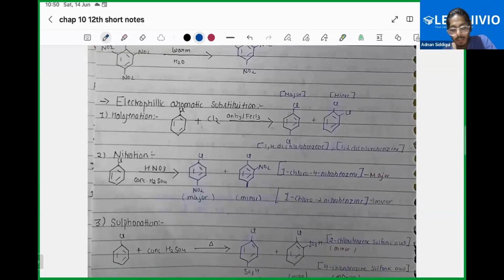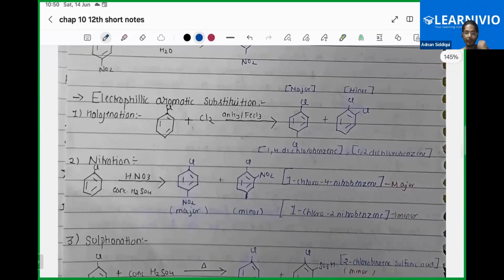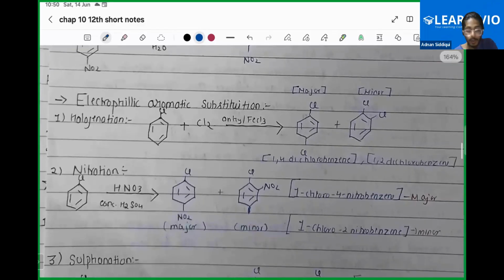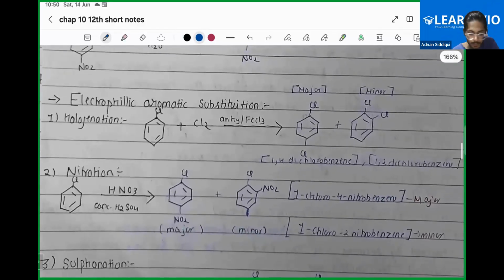Now we have basically four types of reaction. So the first one is halogenation. We already talked about this. If I only have Cl2, this reaction will not occur.